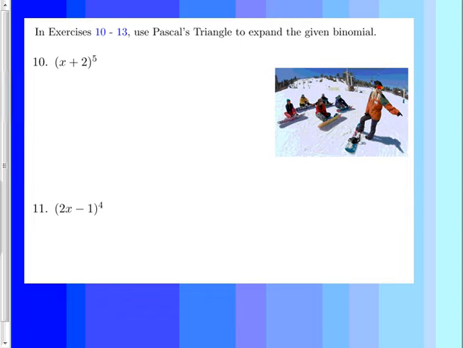Okay, 10 and 11 are just plain old, use Pascal's triangle to expand it. That's the way we've taught you so far. You don't know the binomial theorem yet, but you're getting close.